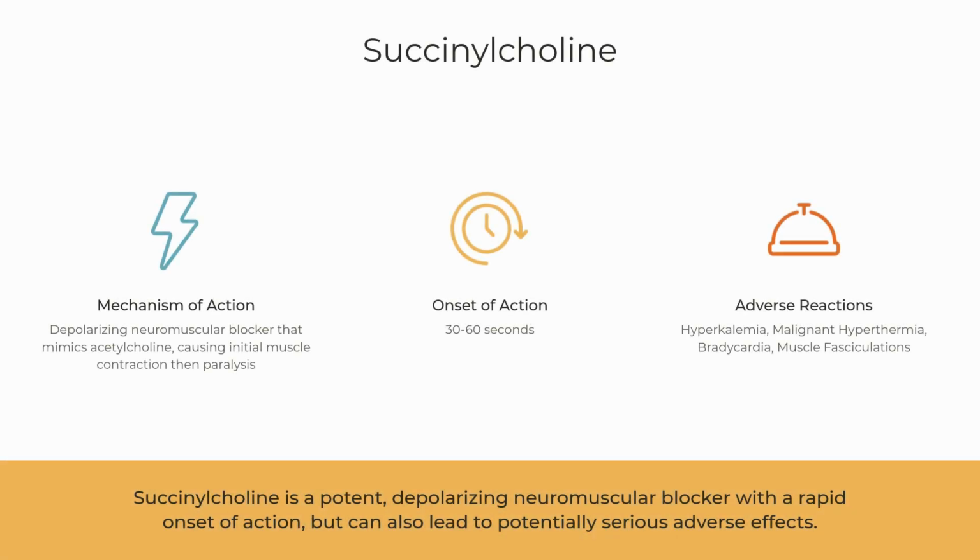Succinylcholine. Succinylcholine is one of the go-to paralytics for RSI because it acts fast, 30 to 60 seconds, and wears off quickly. It's a depolarizing agent, meaning it briefly activates muscles before paralyzing them. But it has risks. It can spike potassium levels, dangerous in conditions like burns or kidney failure. It might also trigger malignant hyperthermia, a life-threatening reaction. Though that's rare, you'll see muscle twitches or fasciculations as it starts working.